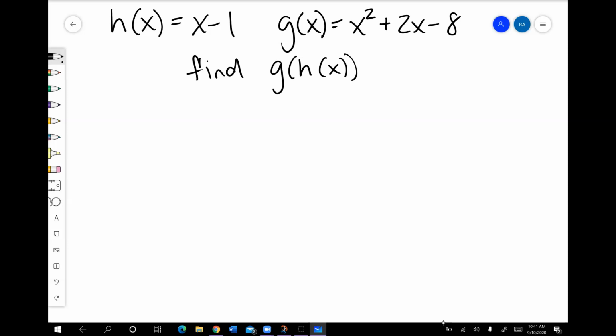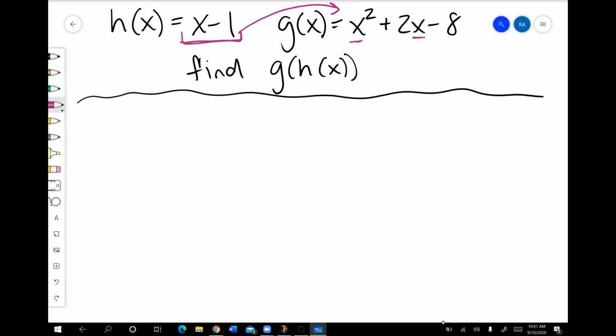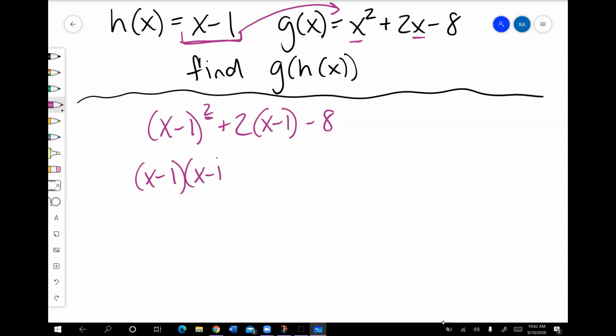Okay? So this is where I'm going to take the h function, and I'm going to substitute it into my g function. But I have 2 x's here, so I'm going to substitute twice. And you're noticing when I substitute, my stuff's in parentheses. You know how I like my parentheses. Helps you not make as many mistakes with parentheses, in my opinion. Okay? So let's start substituting. I come across an x, so I'm going to say x minus 1 squared plus 2, substitute, x minus 1 minus 8. This squared means I have 2 of these guys.